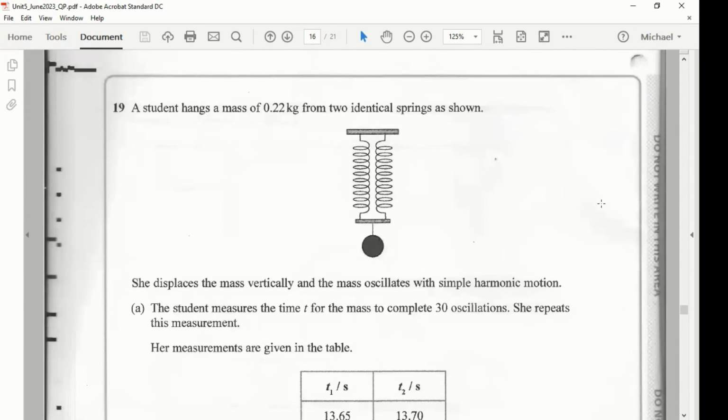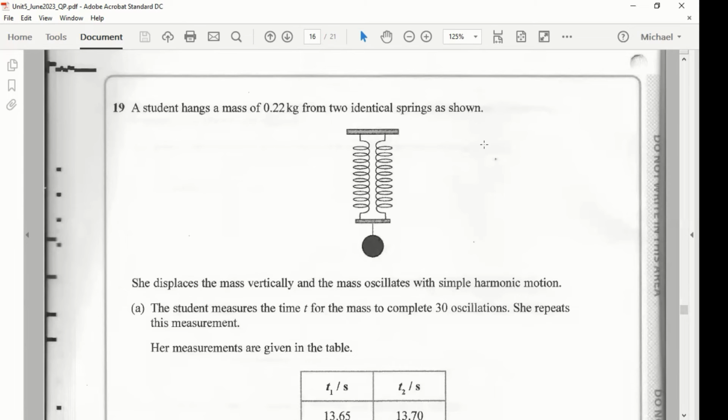Question 19. A student hangs a mass of 0.22 kilograms from 2 identical springs as shown. She displaces the mass vertically, and the mass oscillates with simple harmonic motion. The mass is oscillating around the point of equilibrium. It's not oscillating around the point at which the springs have 0 stretch.